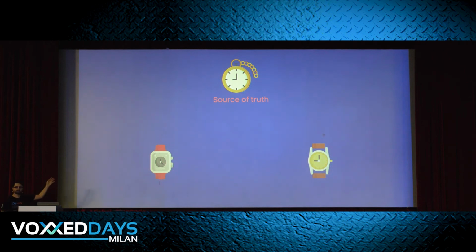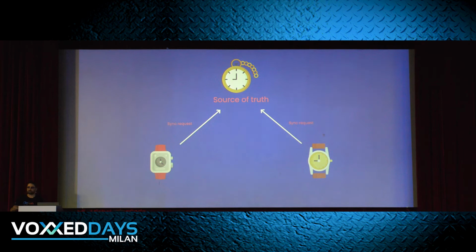If we have a unique source of truth, which is the golden pocket watch you see there, then we have a smartwatch and a wristwatch, and we want to synchronize the 2 watches down here with the source of truth. Well, this is technically impossible to do due to the limitations of the laws of physics we currently know. Let me go a bit deeper into that.